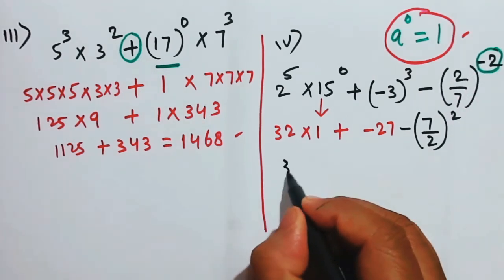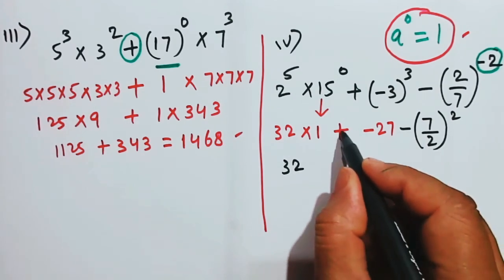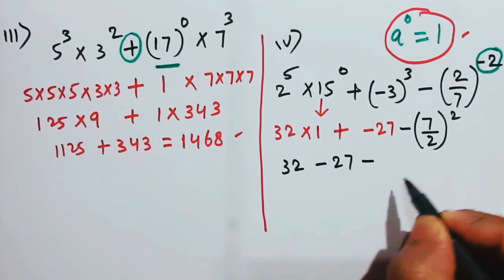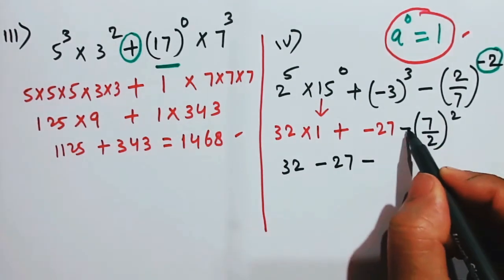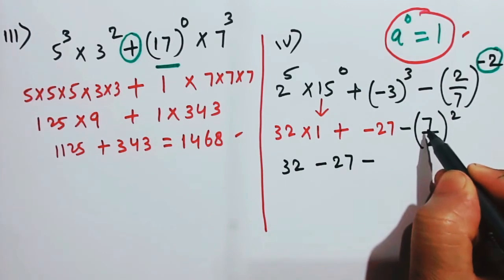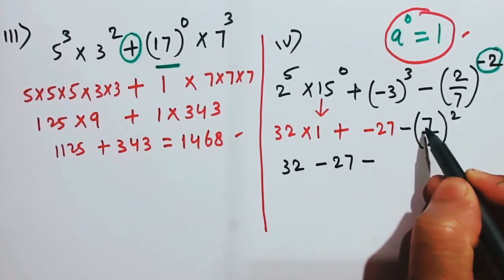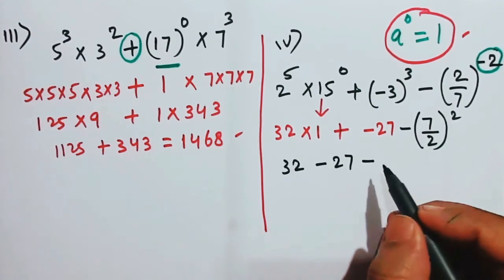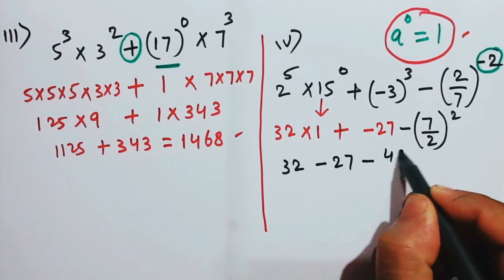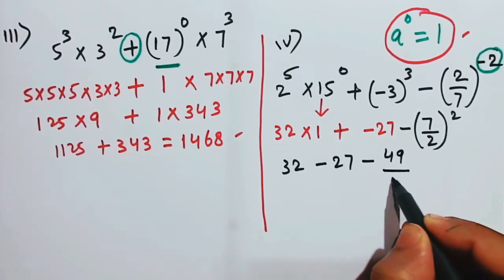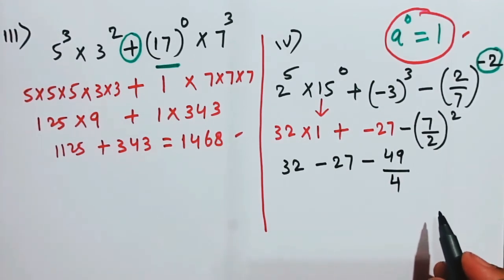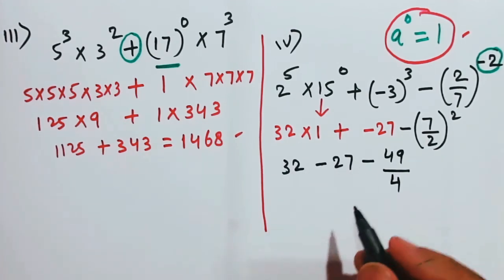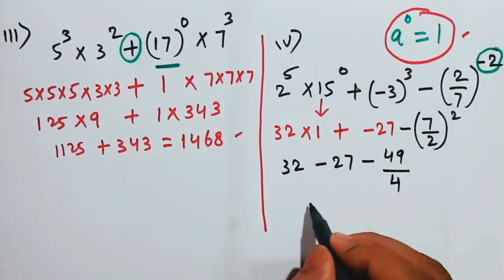Let's solve. 32 into 1 is 32, plus into minus, so naturally minus 27, and here we have minus. Let us break this one. This minus is outside the bracket, not inside the bracket. Had this been inside the bracket, this sign would have been plus, but it is outside the bracket, so it will be as it is. 7 square will become 49 and 2 square will become 4. 32 minus 27 will give you how much? 5.